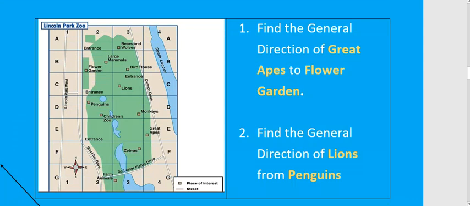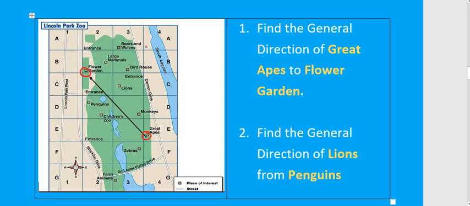All right, so number one, we have to find the general direction of great apes to flower garden. All right, where is the great apes? Great apes are over there, and flower garden is over there. So what is the general direction? In which way are we going? We're going that way. From great apes to flower garden.